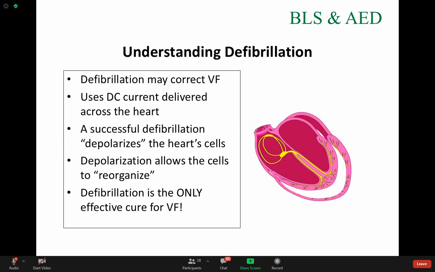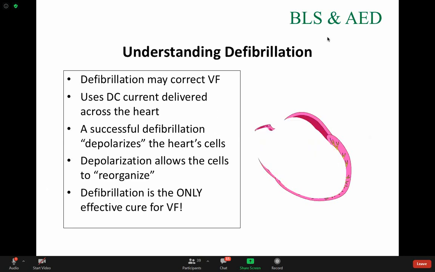Okay? It's like doing a restart to your computer or to your video game device, and then things will go back to normal. So defibrillation may correct ventricular fibrillation. It doesn't mean that it will fix it all the time. It uses DC current delivered across the heart. A successful defibrillation depolarizes the heart cells and makes them go back to normal. Defibrillation is the only effective cure for ventricular fibrillation. So it's the standard of care in terms of intervention for ventricular fibrillation.